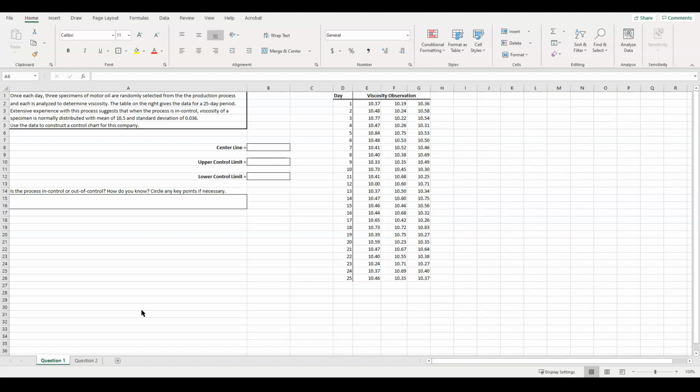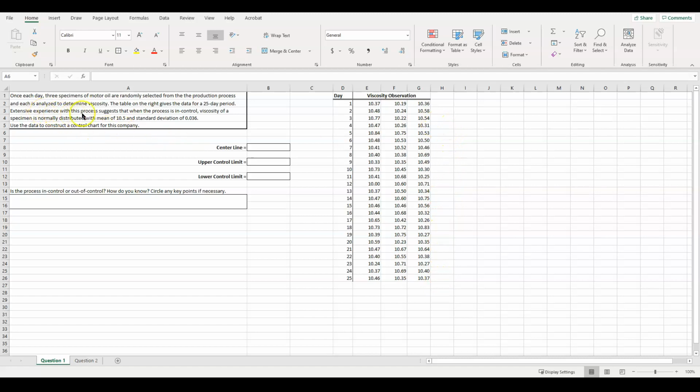So the first thing you want to do is read the question. Once each day, 3 specimens of motor oil are randomly selected from the production process, and each is analyzed to determine viscosity. If you don't know what viscosity is, it's basically a thickness or stickiness of a fluid. The table on the right gives the data for a 25-day period. So there's been 25 days where they're doing these tests, and they've taken 3 samples every single day. That makes for 75 samples in total, or 25 days worth of samples.